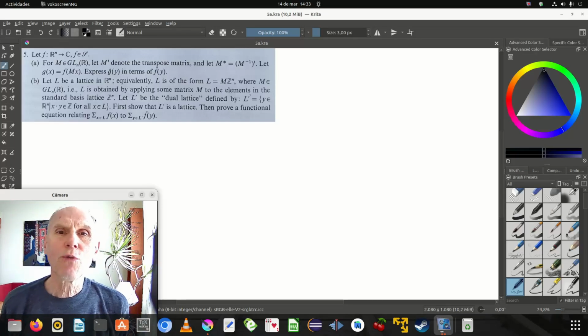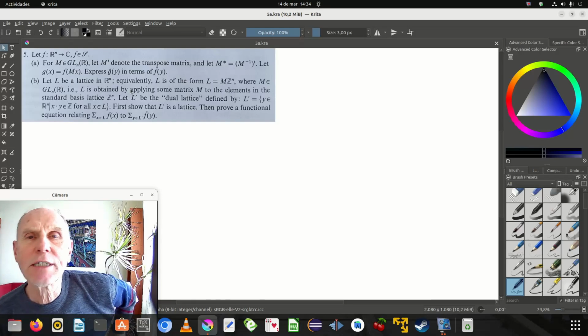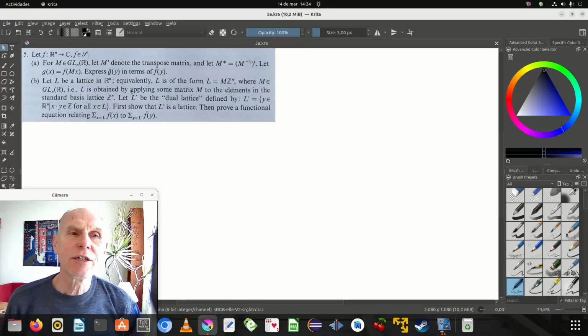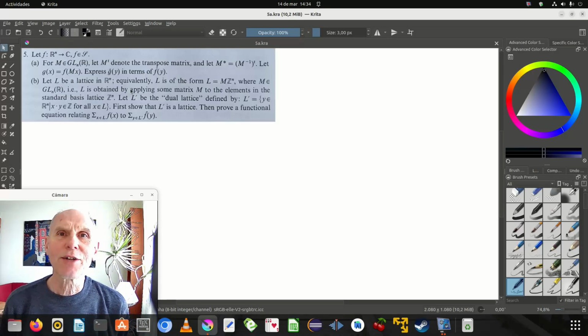Hello, Tuesday the 14th. It seems that the rest of the problems of this section deals with making a theory for the L function of one specific elliptic curve. So let's get on with it. We need to find an expression for the Fourier transform of G.